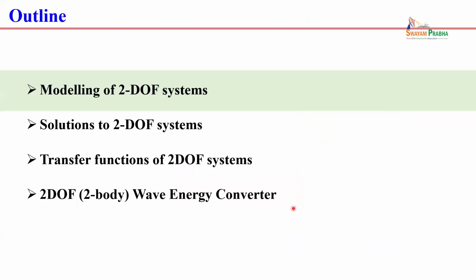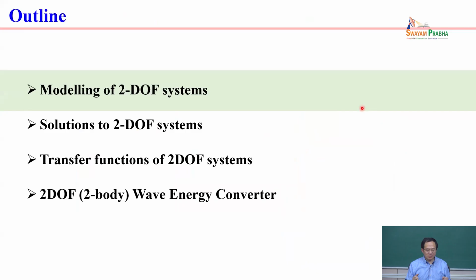So the outline of the talk is modeling the 2-degree freedom system. And we try to understand the solution to the 2-degree freedom vibration system. Then the transfer function. After that, we are going to talk about the two-body wave energy converter. Then how to optimize the parameters. Okay, so there is a little bit of mess. Some of the equations you can read in the slides. I will skip that. Okay, so I want to highlight viscous effects, highlight some real life.